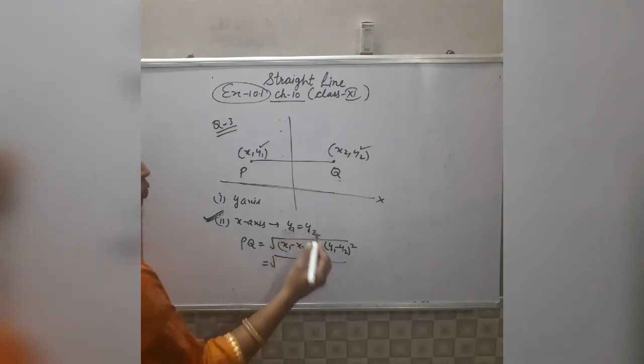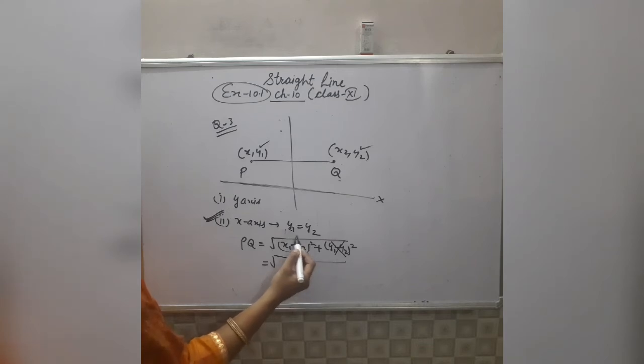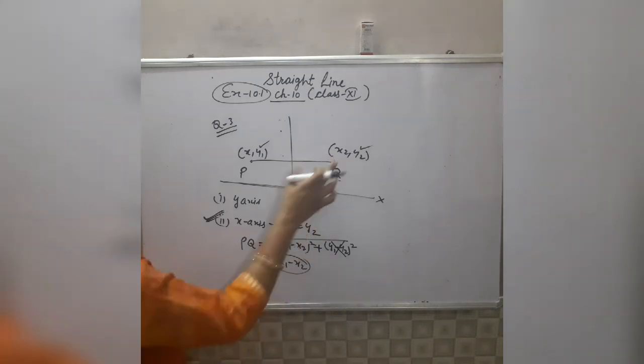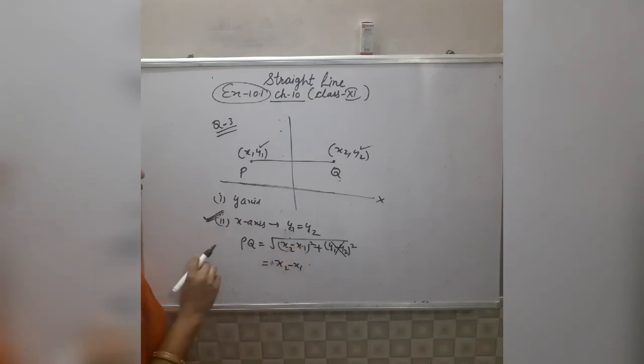Now if y1 is equal to y2, then this part becomes 0, and we have the root of (x1 minus x2) whole square. The square is cancelled with the root, then PQ will be x1 minus x2, or since the value of x2 is more, you can take x2 minus x1. Here also you can write x2 minus x1.